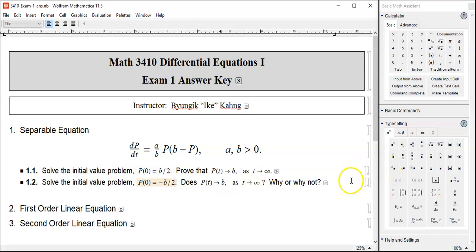Now before going over to this problem, let me make one little comment here. Did I already say this problem is related to population dynamics and epidemiology and things like that? I think I already did, and I even marked it in the original exam as well. So if P is population and B is constant, what do you mean by P0 equals negative B over 2? What do you mean by negative population? Already this is a bit puzzling.